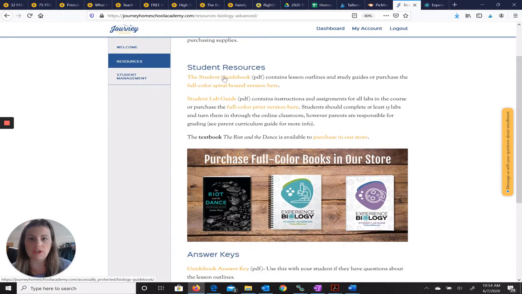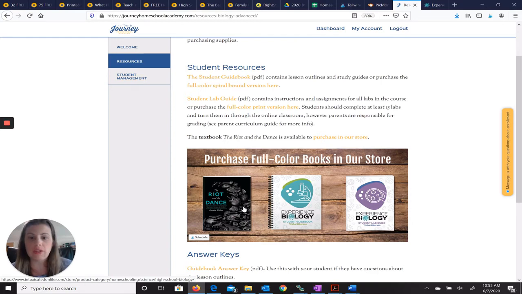The student resources are the student guidebook, which is this right here. The course comes with the PDF version, but you can purchase a physical spiral bound version from their store. So that would be an added expense. The student lab guide right here. Again, it includes the PDF digital version. You can buy a physical copy. The textbook, The Riot and the Dance, is required for the advanced mastery credit option. So you will want that if you want to get high school credit.